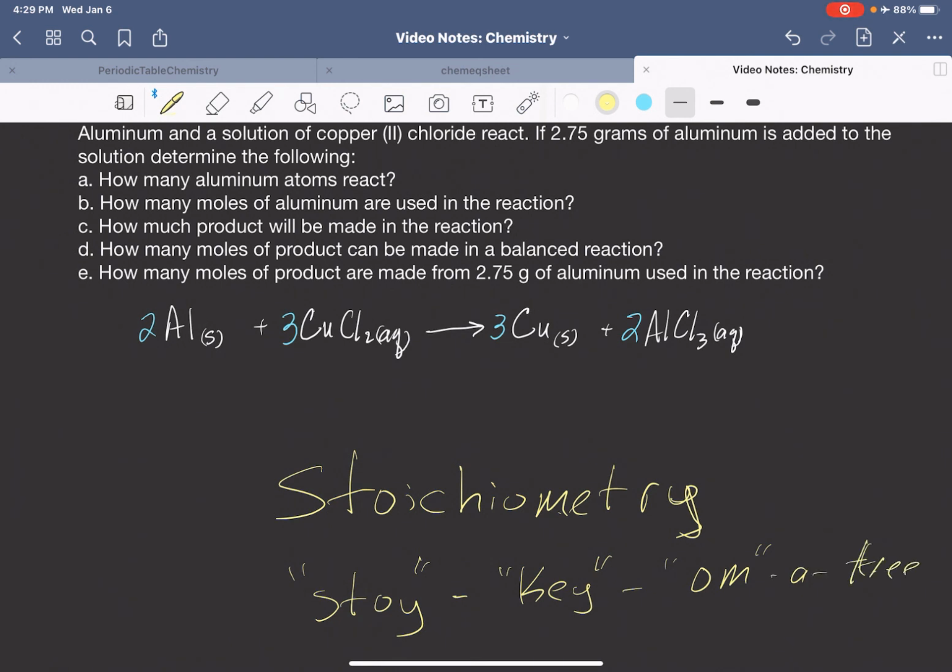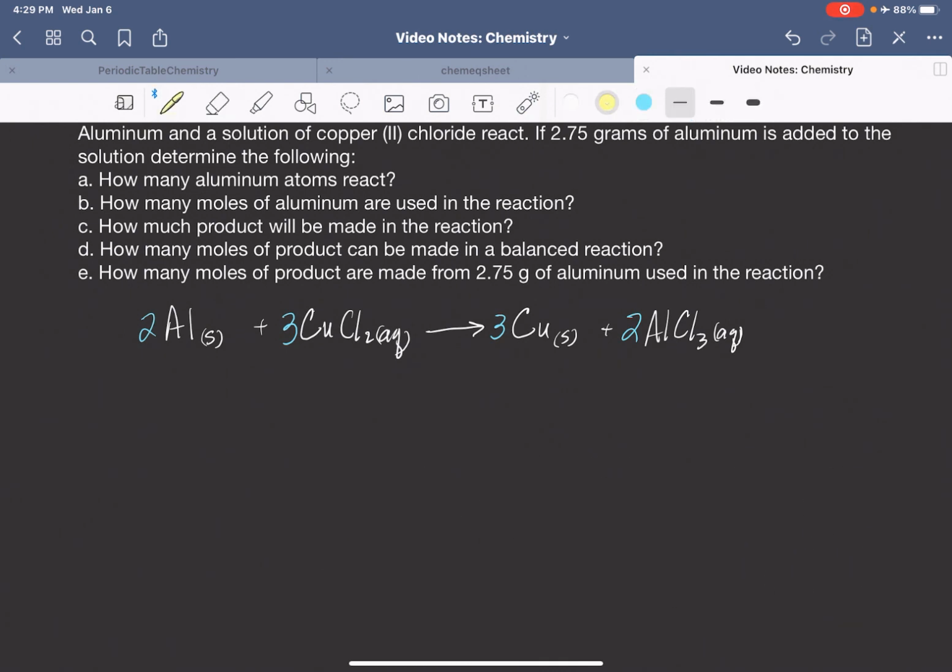I don't know. I'm making this up as I go. I've never actually done a phonetic breakdown before. Stoichiometry. All right, that's how you pronounce this word. And it's a fancy way of saying we are analyzing these reactions for the relationship between the mass of reactants and products. That's essentially what we're doing here.